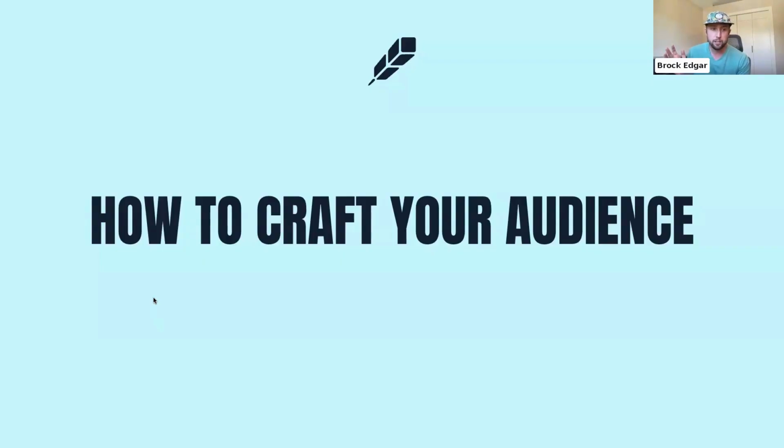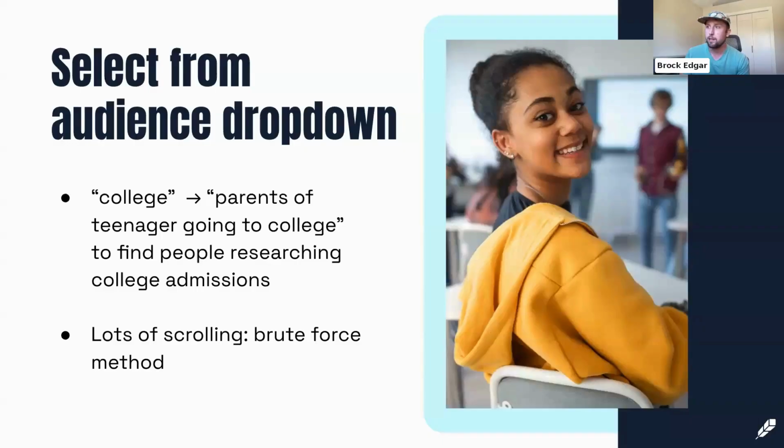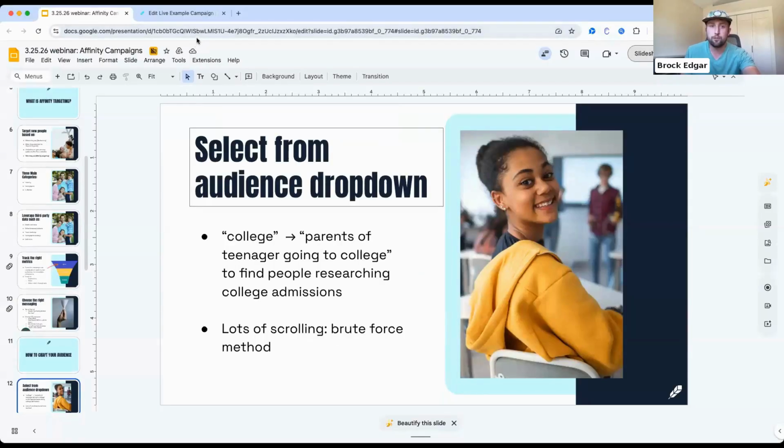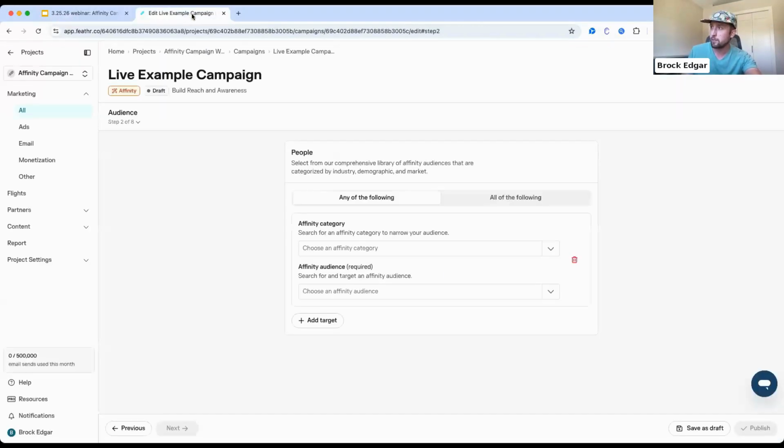This section here is how to craft your audience. This is the meat and bones of the presentation. So I'm actually going to be going back and forth here to an actual Feathr account. The first thing that I want to impart here is how to find the audience in the first place. So when you make an affinity campaign, your first step is going to look just like this. It's going to have an affinity category dropdown and an affinity audience dropdown.